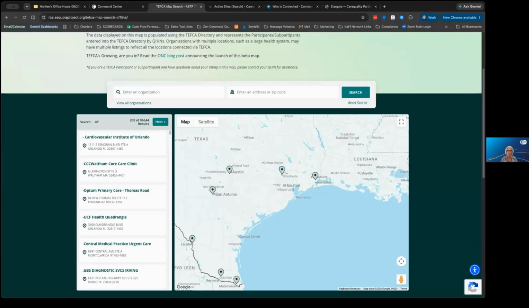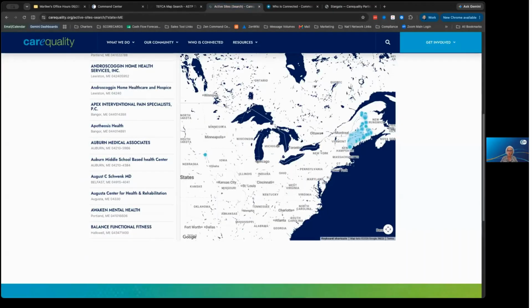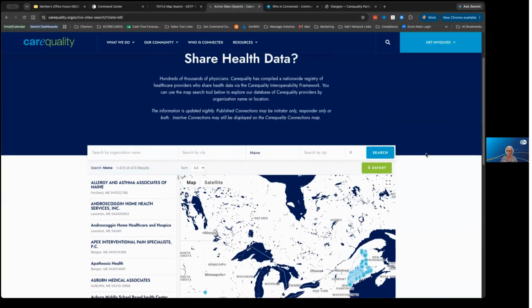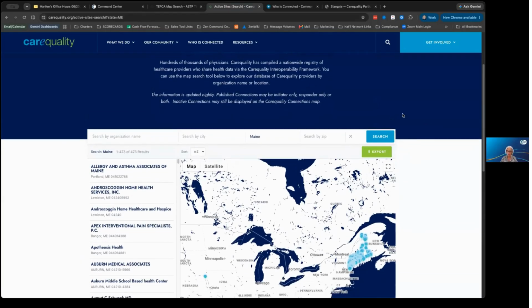I think one of the newest ones, and certainly super important to be aware of, is that TEFCA now does have their own map where you can do an organization lookup, and it does include an address lookup. That is very useful if you're looking at folks specifically in the TEFCA network. For Carequality, same thing. You've got name, city, state, and zip search. You'll notice in Carequality you've got an export option. Once you do your filtered list, you can click export to take that list with you, if you will.